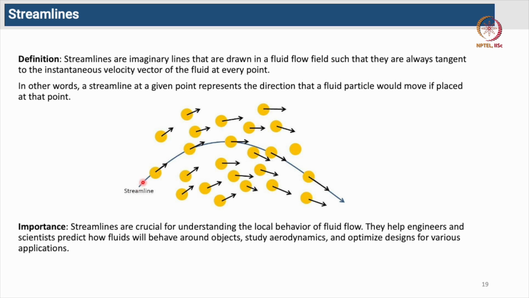And then, of course, there is the streamline, which you already know. The streamlines are constructed such that everywhere along the streamline, the flow velocity is tangential at that particular point.